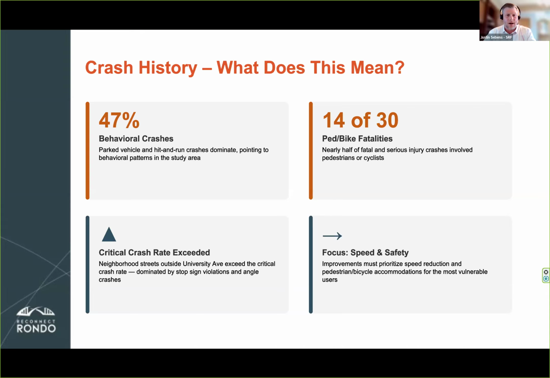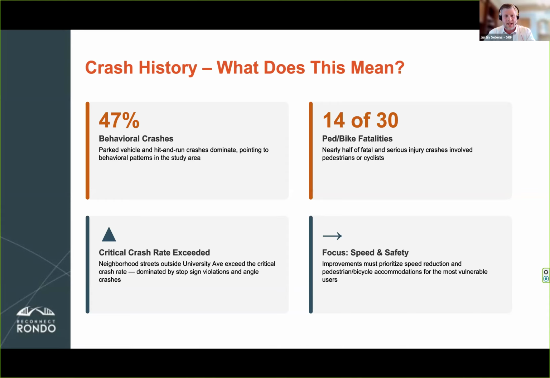Of the 30 fatalities and serious injury crashes that were looked at within the study area, 14 of those were peds and bikes. So again, really hitting home that our most vulnerable users were seeing heightened crashes leading to severe and fatal injuries, or severe injury and fatal crashes for those peds and bikes. So where do we want to focus moving forward? One thing is speed and just improving safety as a whole.